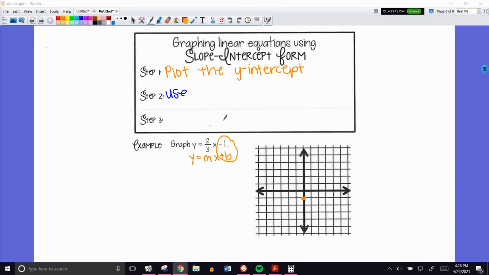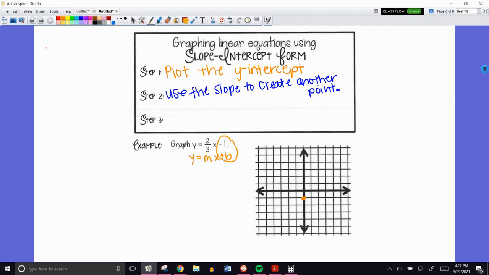All right, so we're going to use the slope. So we're going to use the slope to create a new point or another point on our graph. Okay, another point.